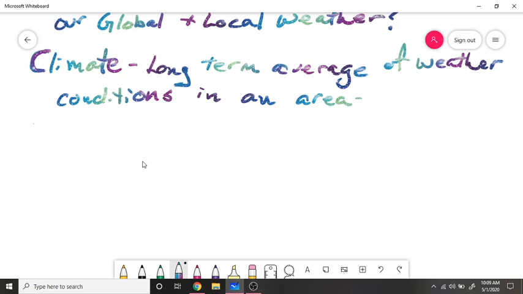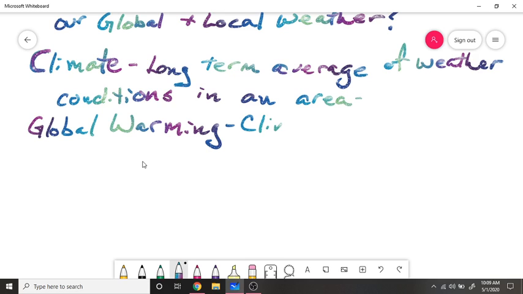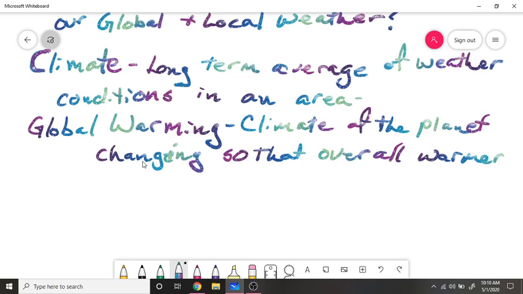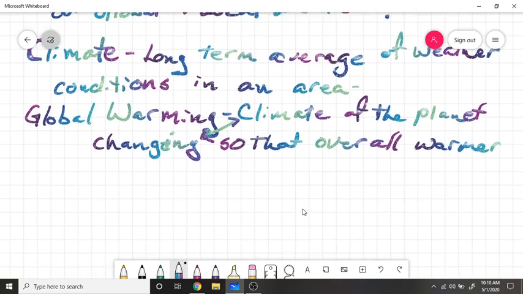When we are talking about global warming, we are talking about the climate of the planet changing so that it is overall warmer. You can see climate change is in the definition for global warming. But climate change could also mean that it's going to be drier, or wetter, or colder. Global warming is specifically talking about the whole planet warming up.